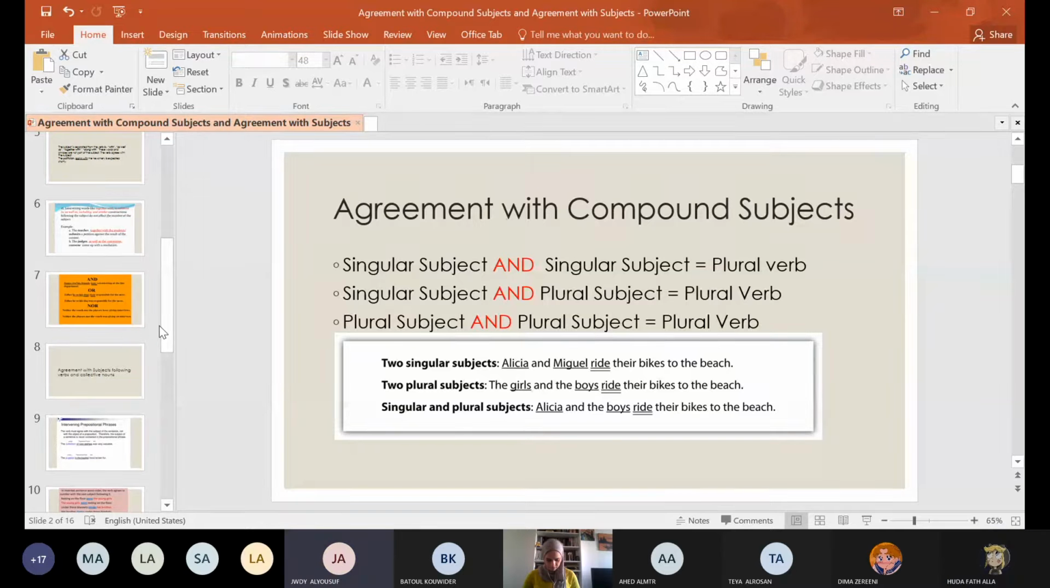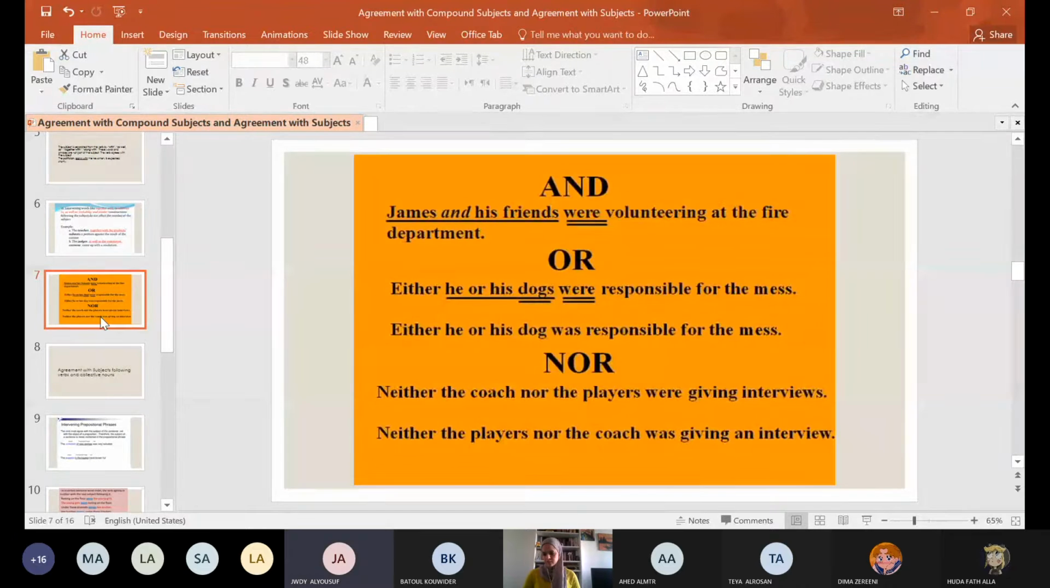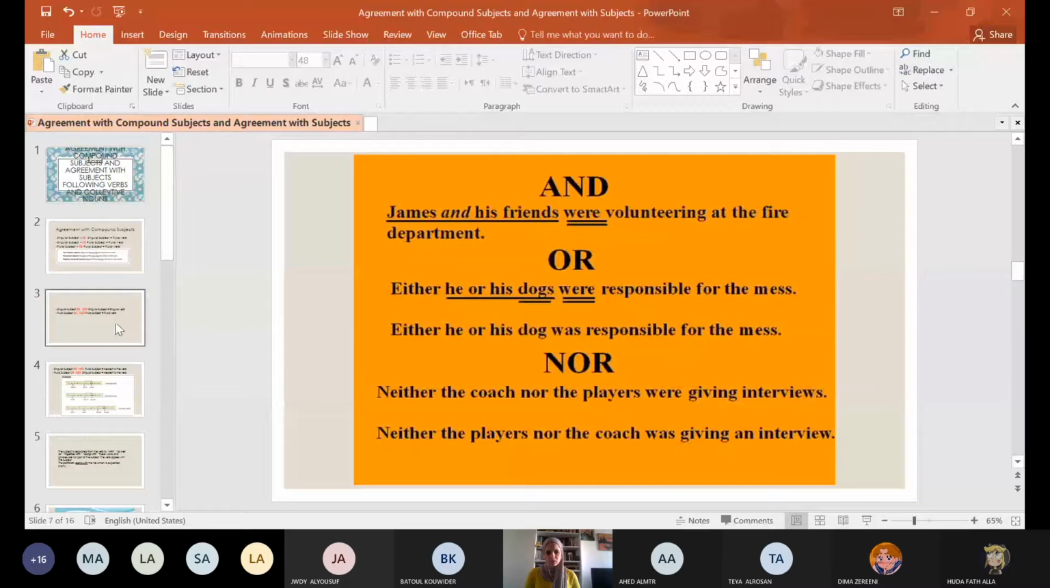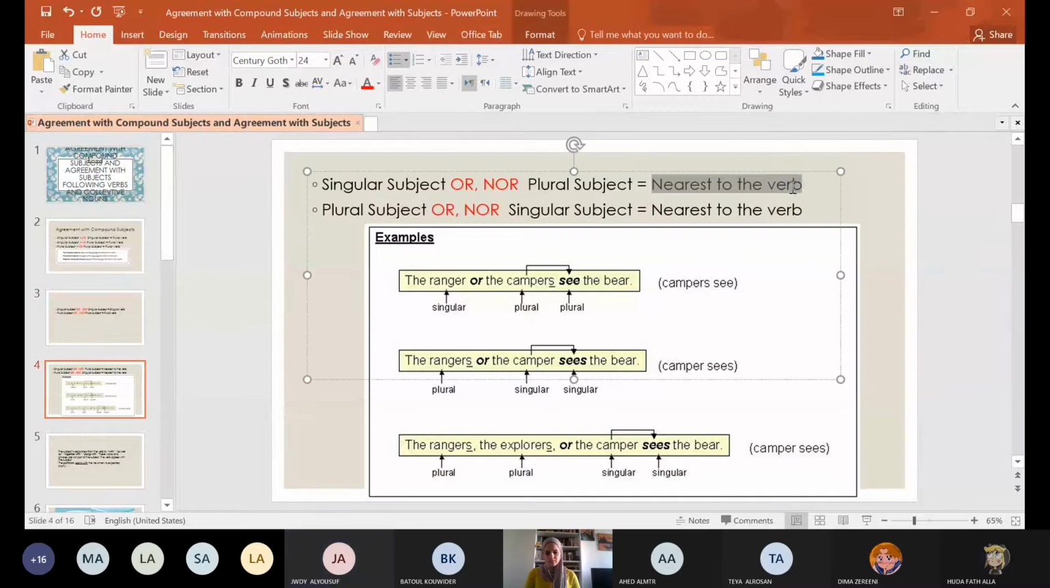Number five, Judy. The children or their guide have. Where are the subjects? The subjects are children and guide. The verb is have. Two subjects are connected by what, Judy? Or. So when I see or, I take what? Children is plural and guide is singular. When they are connected by or, I take a singular verb. Why? Because of the rule on the slide: nearest to the verb. The verb is singular. Yes. Okay. Thank you, Layal.